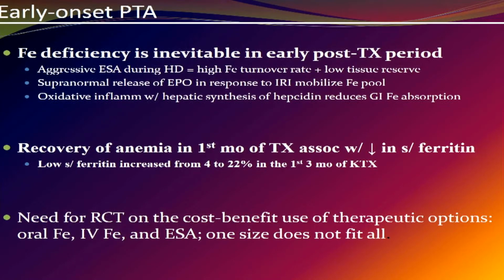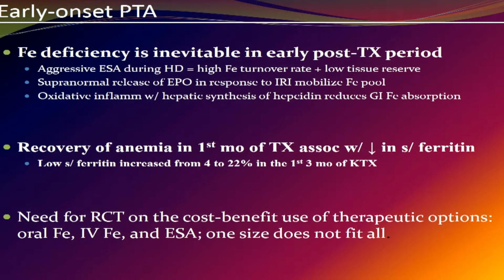Now, iron deficiency is inevitable in the early post-transplant period, and there are many reasons why that should be so. We tend to use aggressive erythropoietin during hemodialysis, which results in high iron turnover rates, which invariably is going to result in a low tissue reserve of iron. We also know that there tends to be supranormal release of erythropoietin in response to ischemic reperfusion injury, which is going to mobilize a lot of the iron pool.